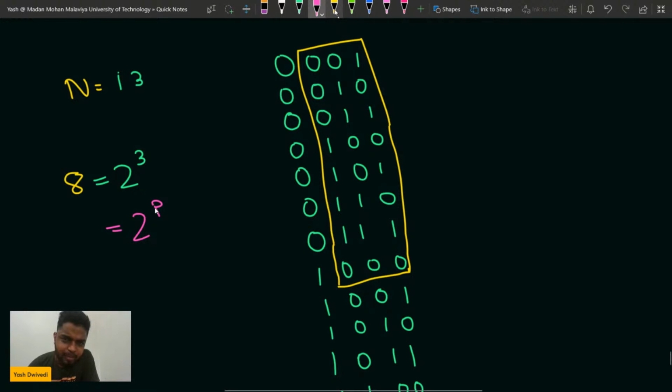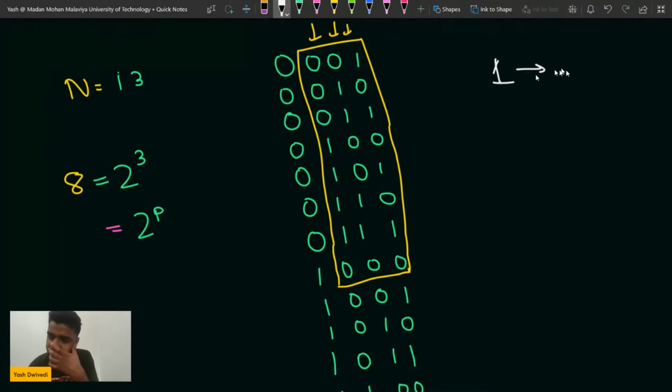If this can be said as 2 to the power p, where the p value is nothing but 3, then can I say that for p positions, please write p in the chat, I can find this pattern for 1 position, 2 positions, 3 positions. So at one position, how many bits am I having as set, if you observe?